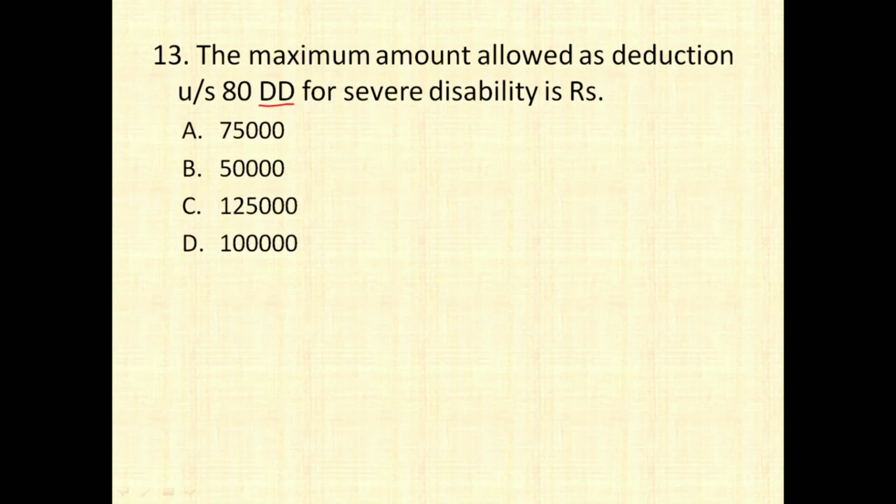So the maximum amount in this case will be 1,25,000 rupees. If it is a normal disability, normal disability means if the disability is from 40% up to how much? Up to 80%. If it is from 40 to 80%, then it is called a normal disability, and at that time you have to go for 75,000 as your deduction. But if it is a severe disability, that is 80% plus, then you have to go for 1,25,000, or you can get 1,25,000 as your maximum deduction.